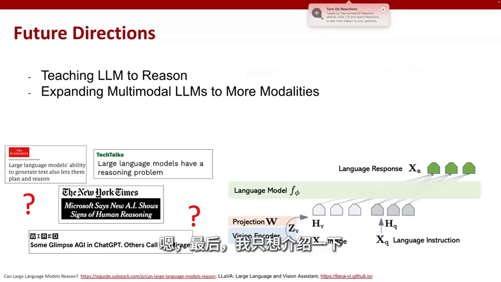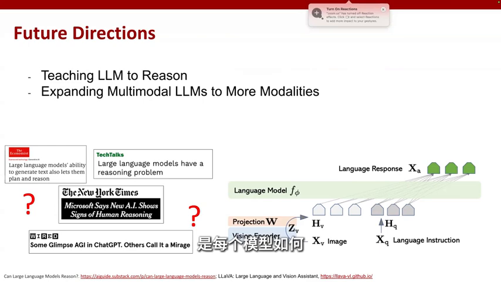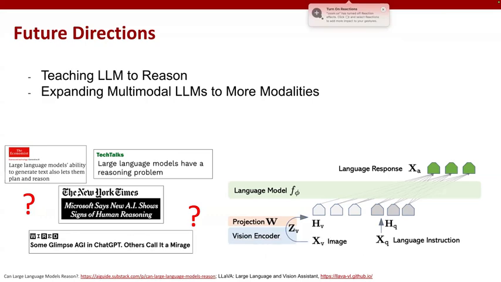And lastly, I just want to introduce two possible future directions in training and understanding large language models. One popular trend right now is how we teach large language models to reason. The most recent DeepSeek R1 paper is a very popular work in this area. And I know a lot of groups right now are trying to tune the model for reasoning, for fine-grained reasoning in all kinds of tasks.